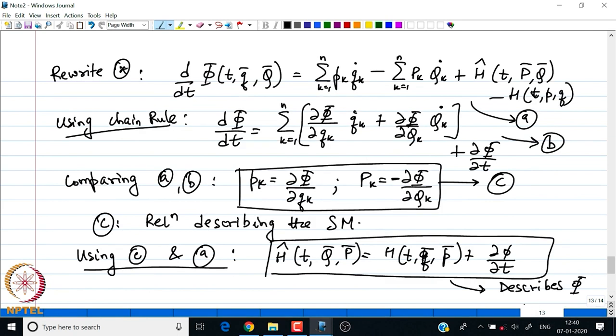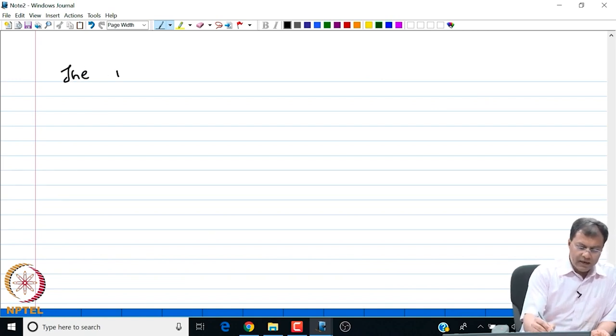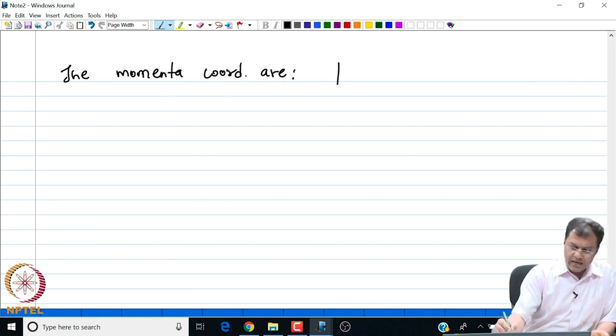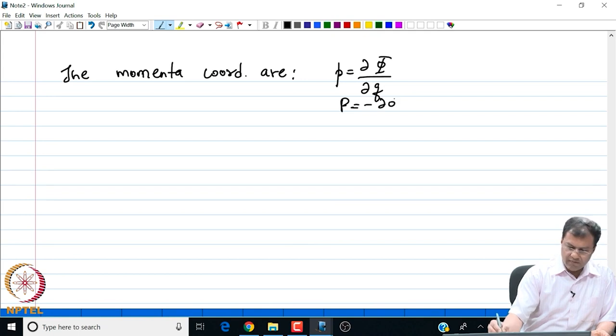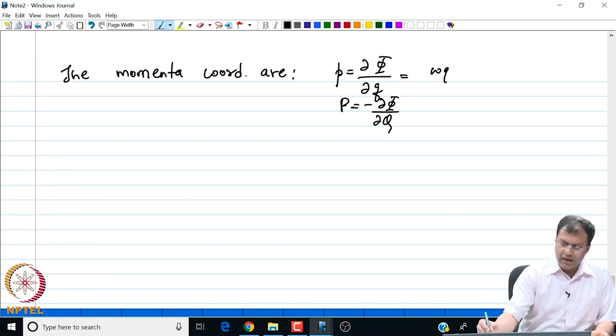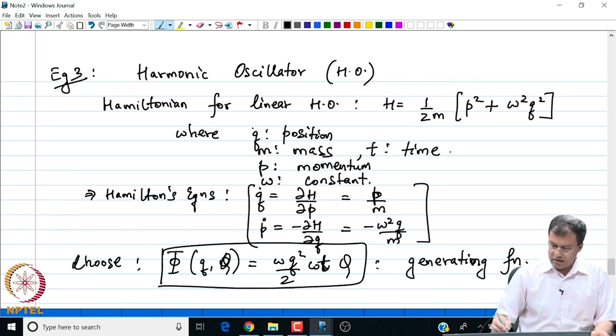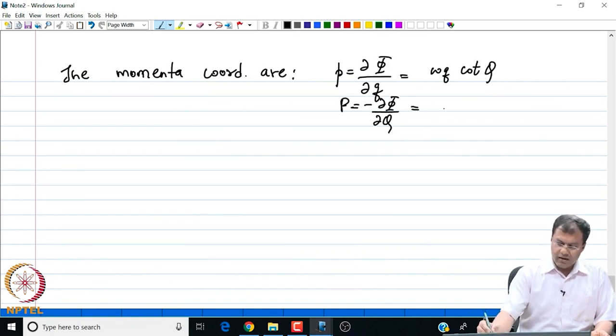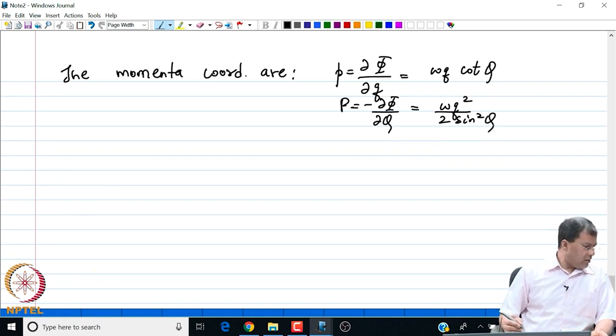Note that the moment I have the generating function, I can describe, using condition C, my momenta variables p_k and capital P_k. So, the generalized momenta coordinates are p, which is equal to partial phi partial q, and my capital P is minus partial phi partial capital Q. And from the above, I get that partial phi partial q is omega q cot capital Q via this relation that we have assumed. And from the second one, I get that this is also equal to omega q squared by 2 sin squared Q, or cosecant squared Q.